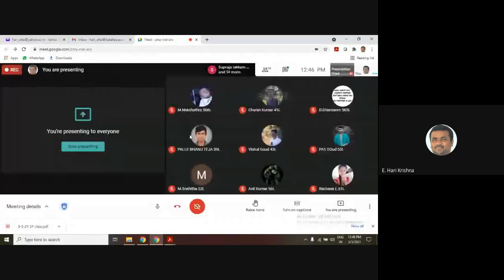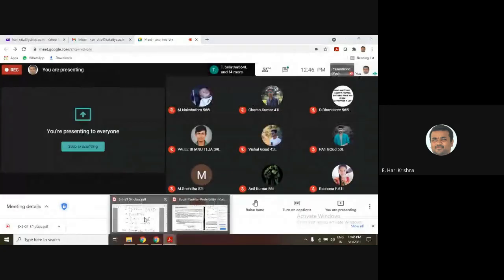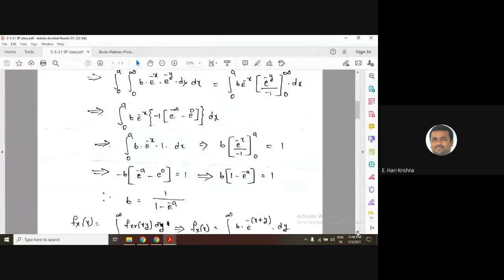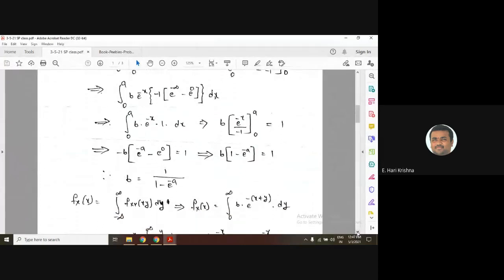Evaluating b in terms of a. Continuation. The question is not given, but I have evaluated here. Marginal probability density functions. Evaluate marginal density functions. So if I want the marginal density function of x, integrate the joint PDF with reference to y, which gives fx of x.